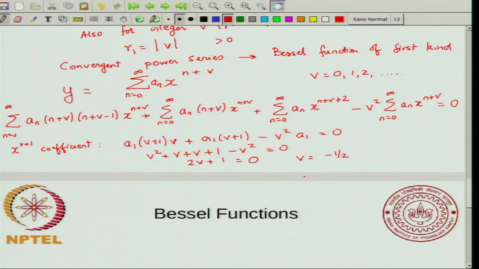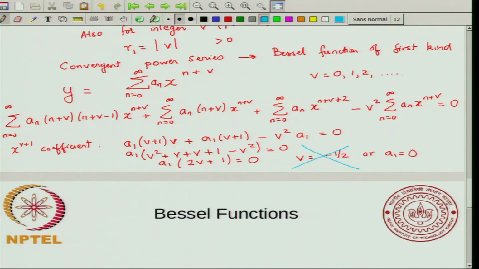If you look at the terms, either you get v equal to minus half, or a_1 equal to 0. Those are the two possibilities that you can get. Now, v equal to minus half is not the solution of interest. So basically we get a_1 equal to 0.